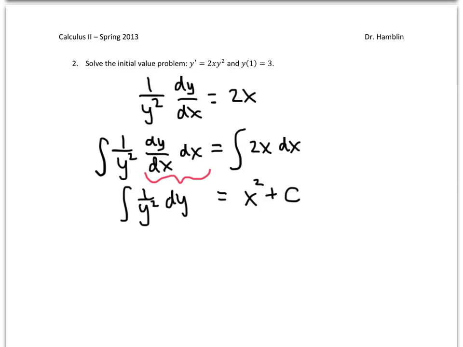Now be careful here, you're going to be tempted to think that this integral works out to be some sort of natural log, but of course it doesn't. When we think of this integral, we want to think of this as y to the minus 2, and when we integrate y to the minus 2, we get minus y to the minus 1 equals x squared plus c.